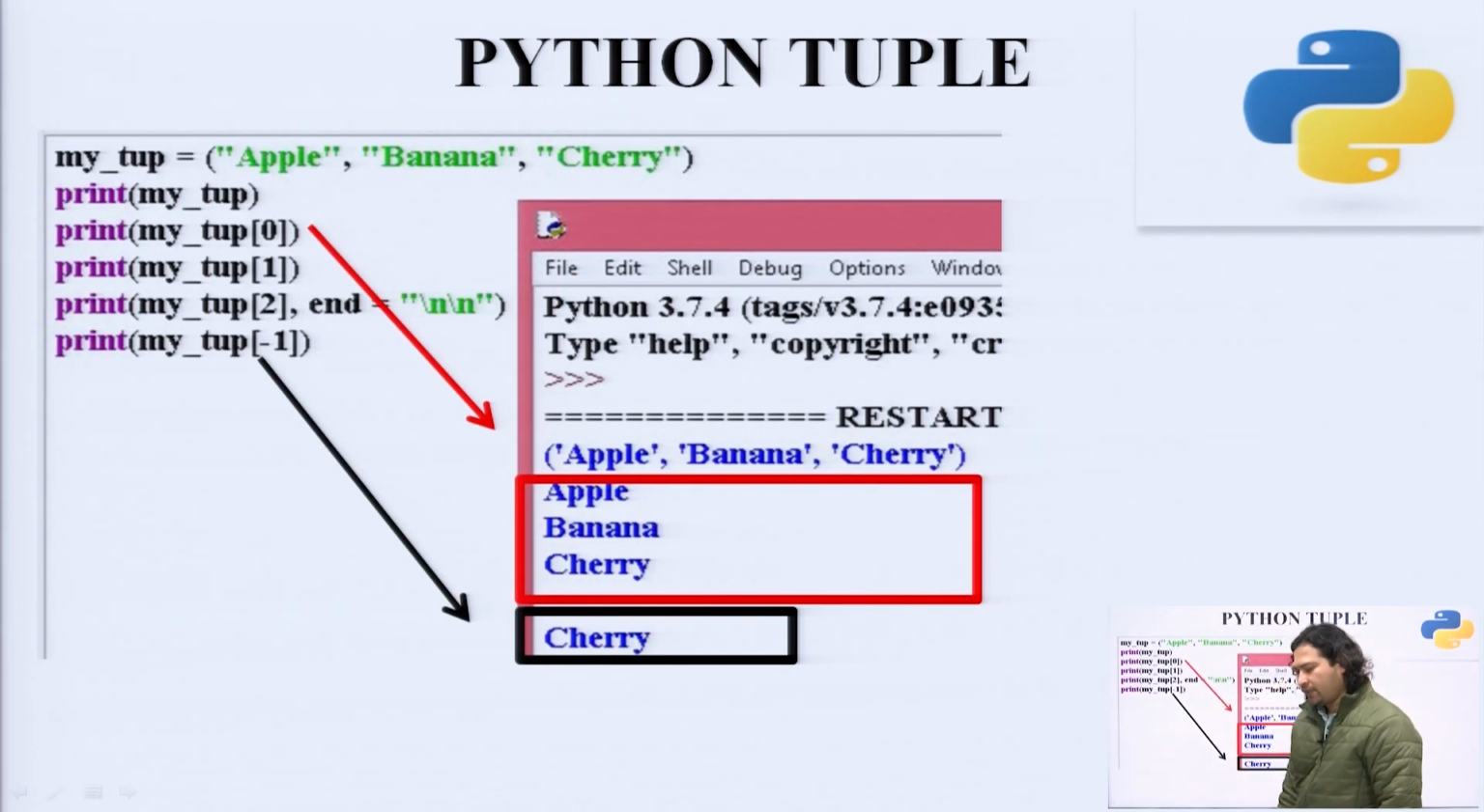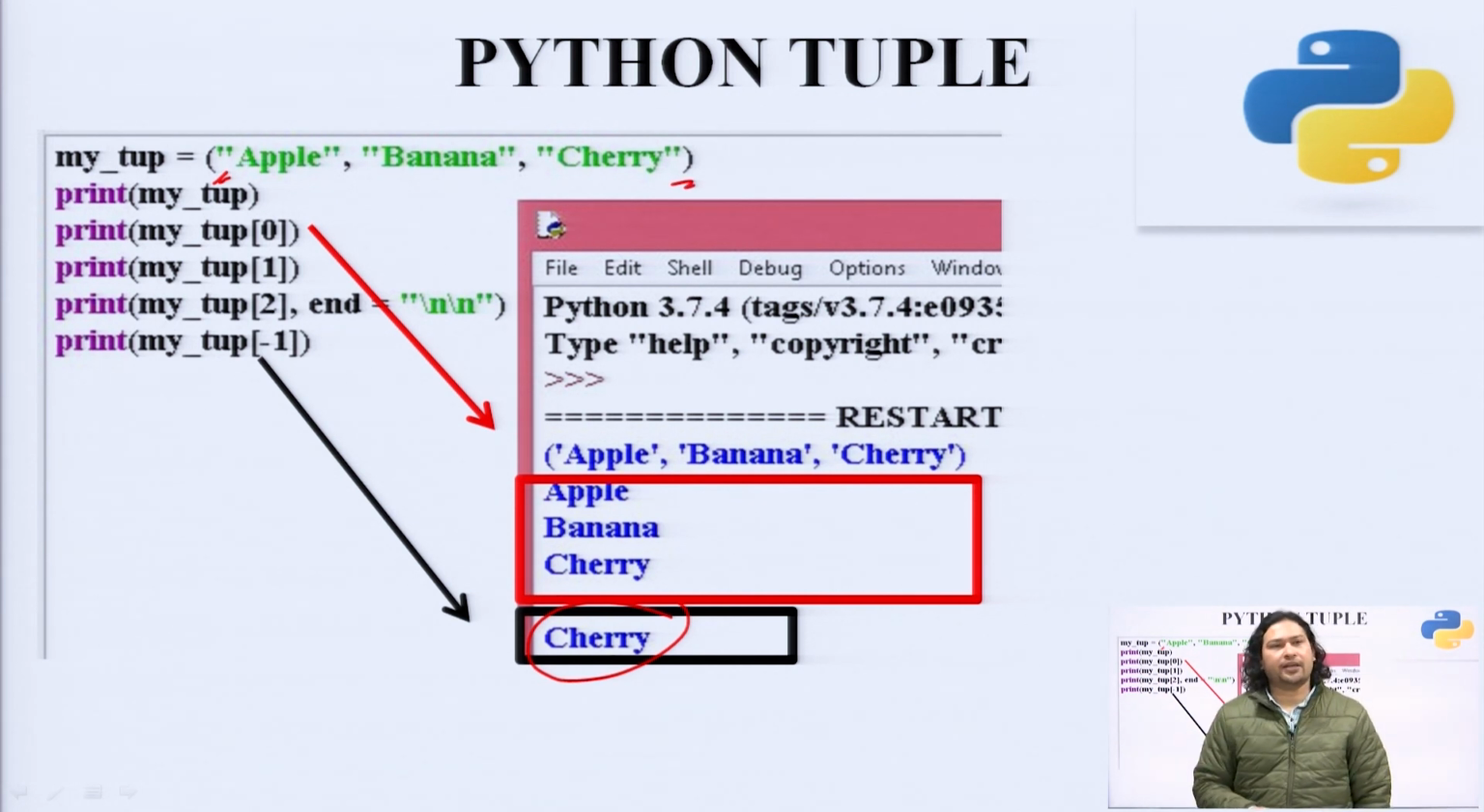You can see apple, banana, cherry, the cherry. So, here again we are getting the cherry, it is almost identical to the list data type. Then what is the difference? The difference lies in this bracket, because this difference with the bracket makes it unchangeable.